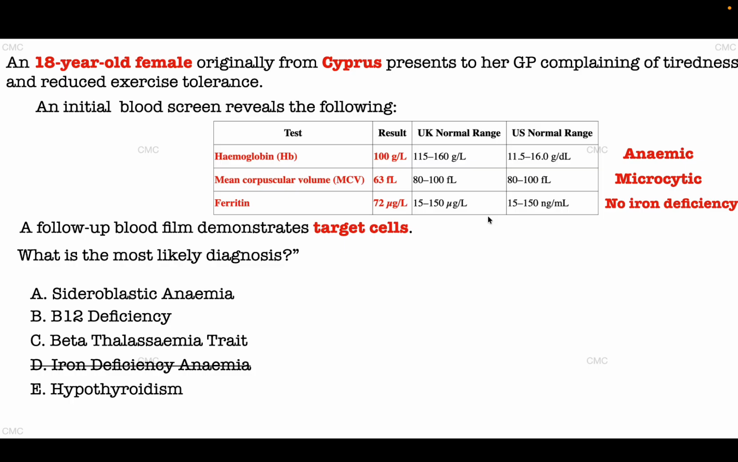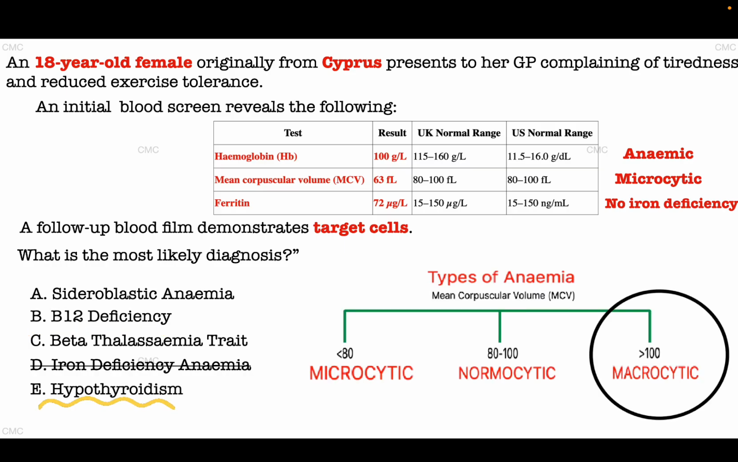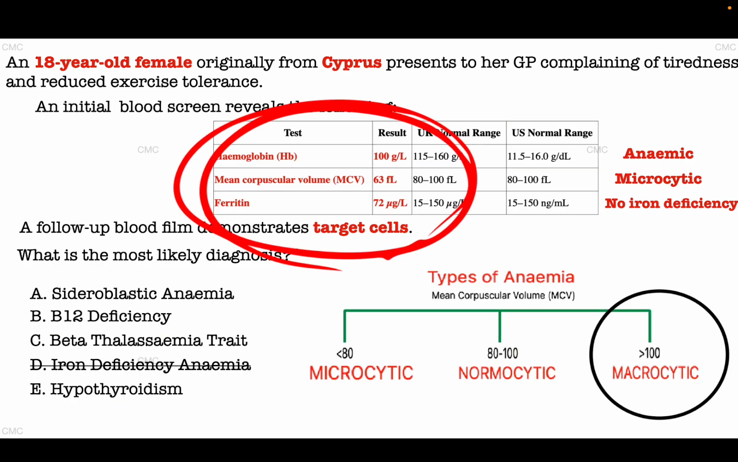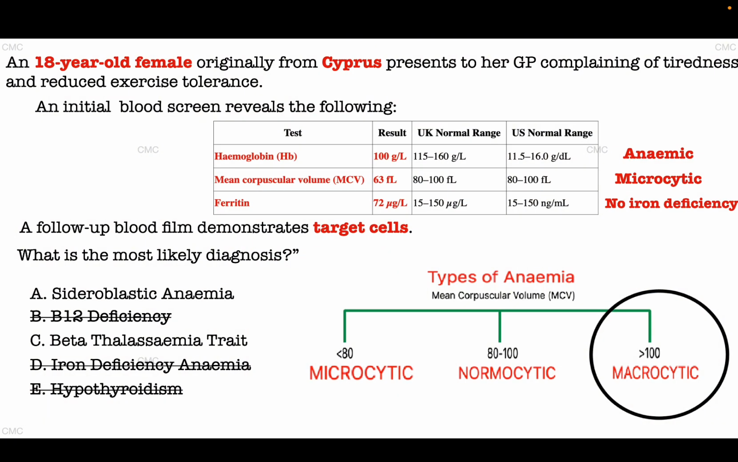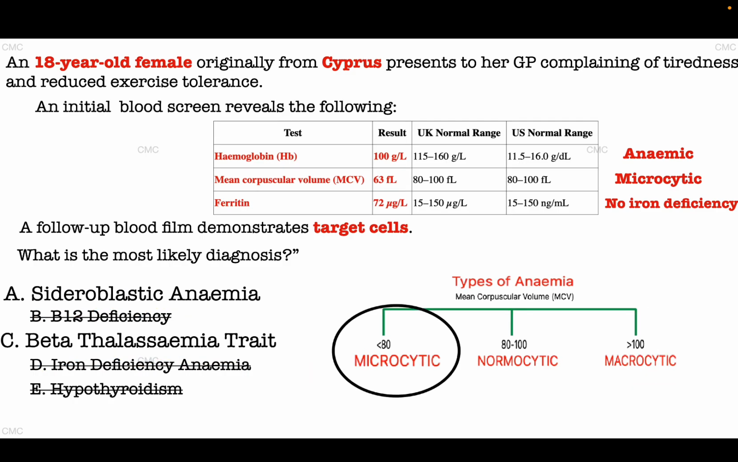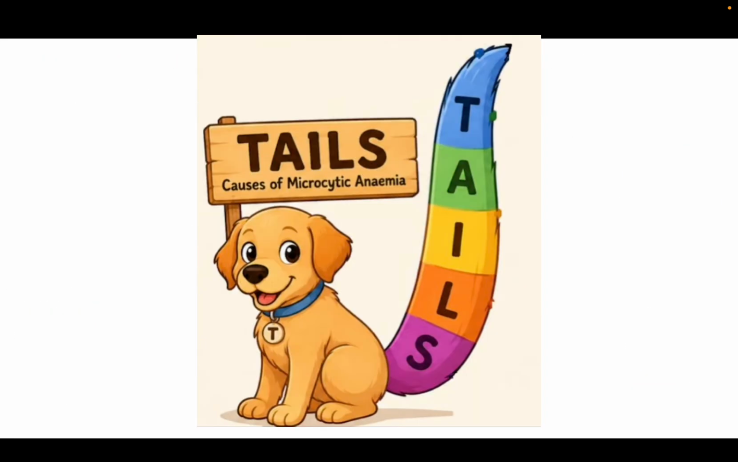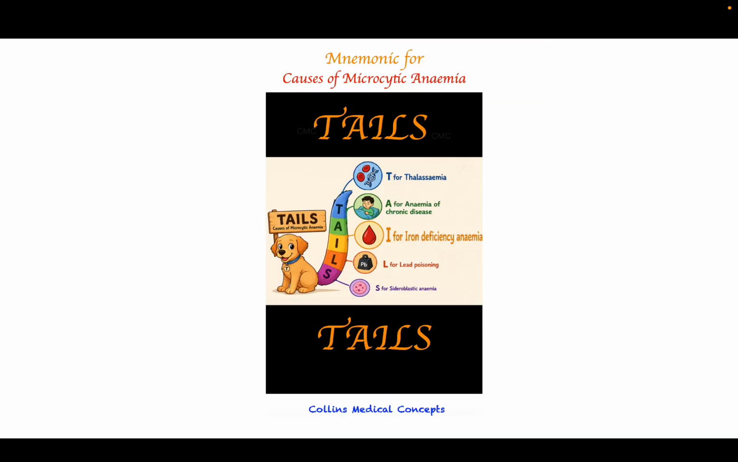So we are left with these other four options. B12 deficiency and thyroid disorders cause macrocytic anemia. Given that our MCV is very small, you can definitely cross these off our list as well. Now we're left with thalassemia trait and sideroblastic anemia, both of which do cause microcytic anemia. If you're struggling to remember the causes of microcytic anemia, check out one of our medical mnemonic short videos that will give you a quick, memorable way to remember these within a minute.